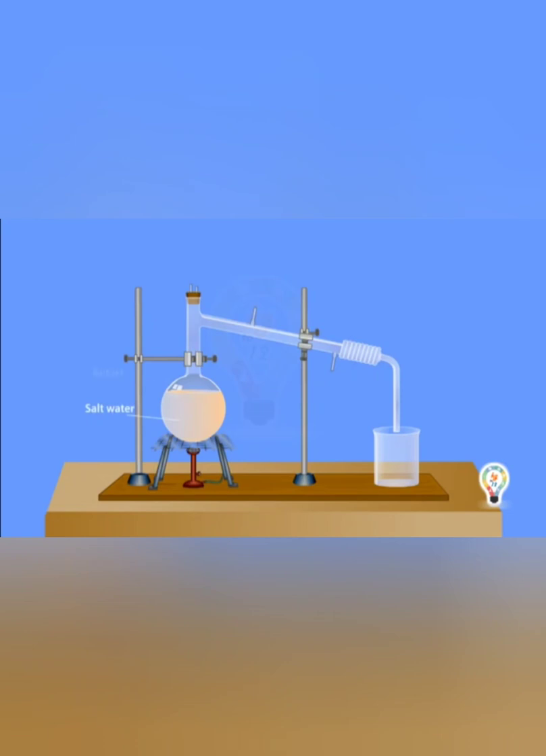Take some salt water in a retort and heat the retort till the steam comes out of it. We will see the steam getting collected inside the beaker in the form of droplets of water. The steam condenses and reaches the beaker, and the salt is left behind in the retort. This method of separation of soluble solids from liquids is called distillation.